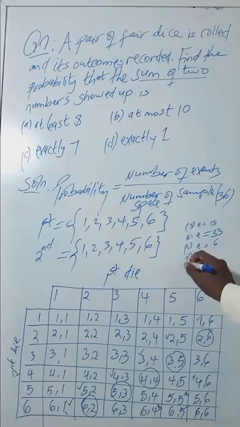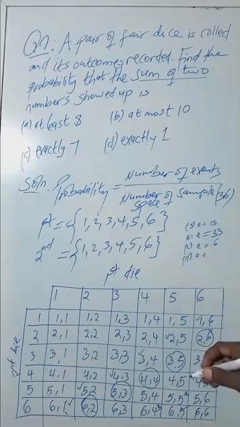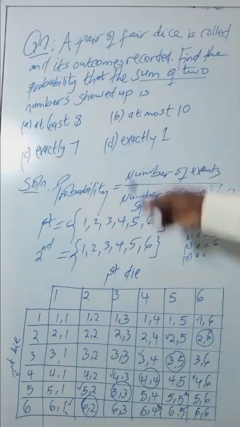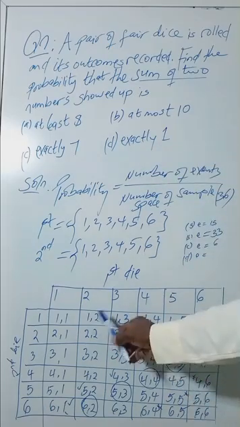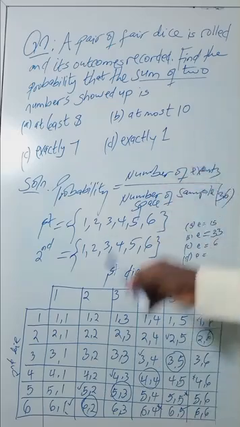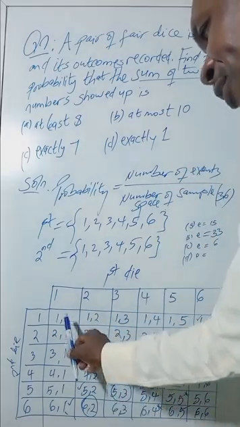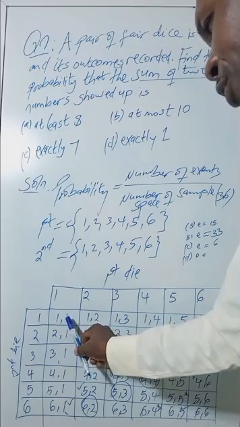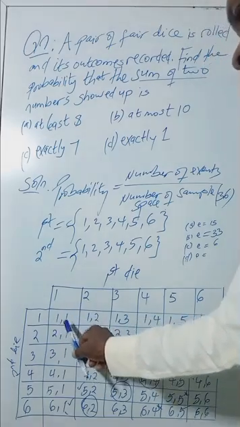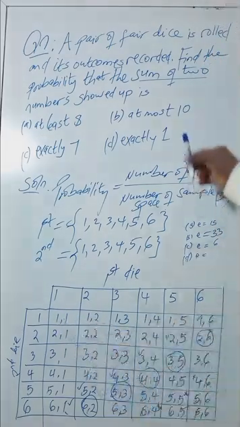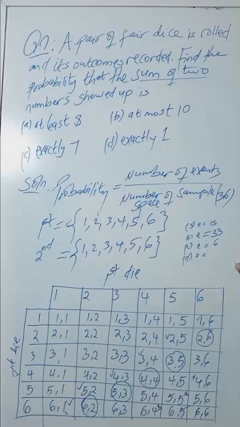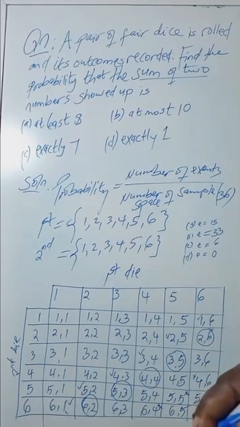Then for part D, exactly 1. Look here, when you add 2 numbers, you get 1. In this table, they're not there, because the first row and first column is where we have 1 and 1, and when we add these 2 we get 2, not exactly 1. So what does it mean? Our event is 0. That does not exist.